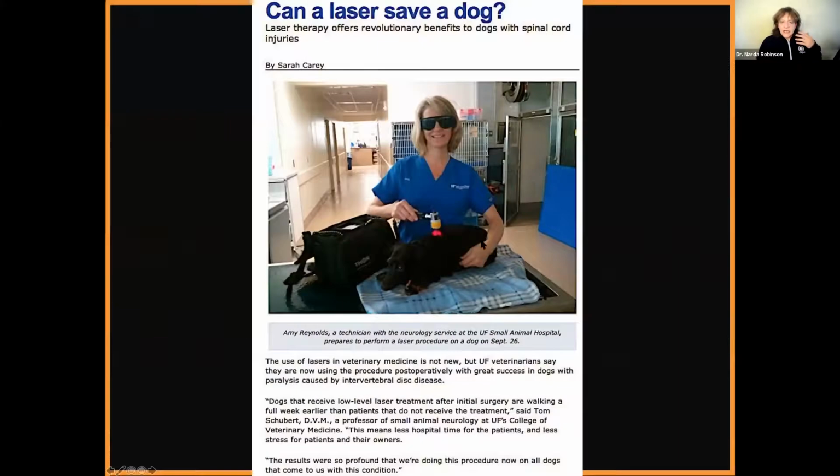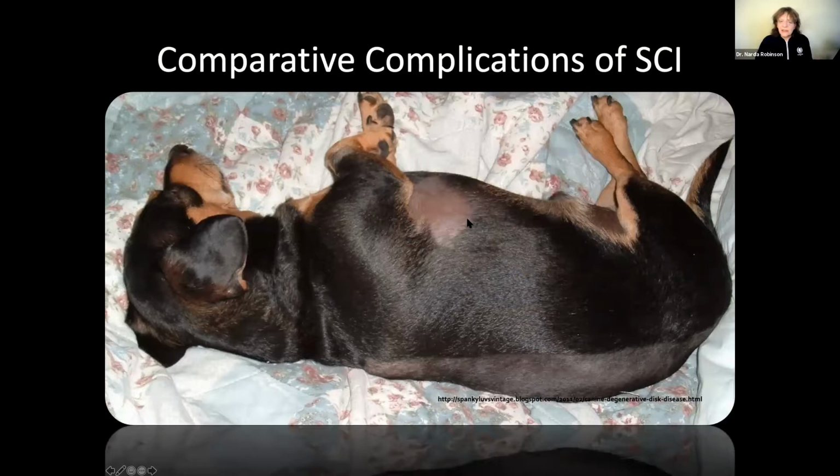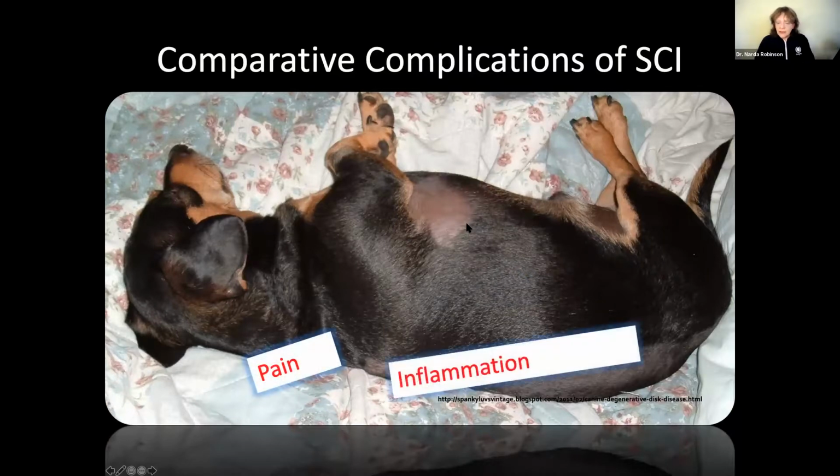And why isn't this just a standard approach for any down dog? This was an early study years ago from University of Florida, where they looked at how well dogs did with a Thor laser device. This is a class 3B. After surgery, I like to do as much as we can to reduce the amount of surgery, whether it's spinal cord injury or suspected cruciate, within reason and with good judgment. But these animals got better faster and they went home faster. They could walk sooner.